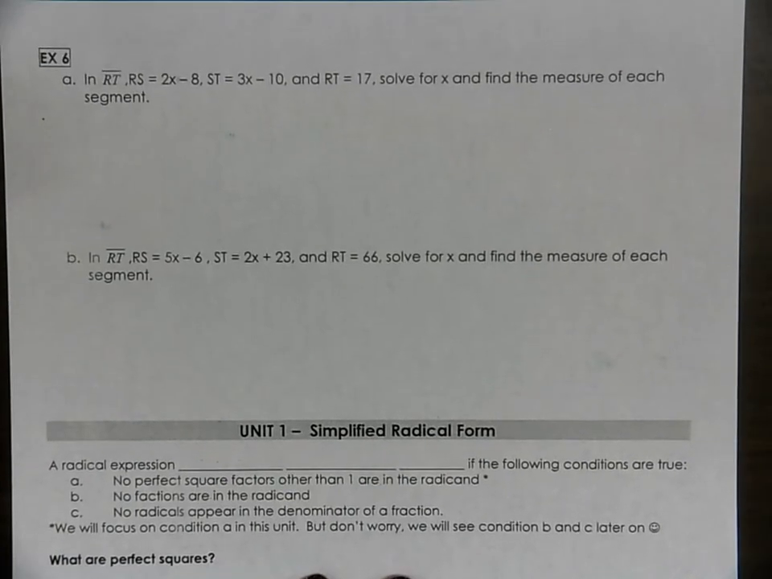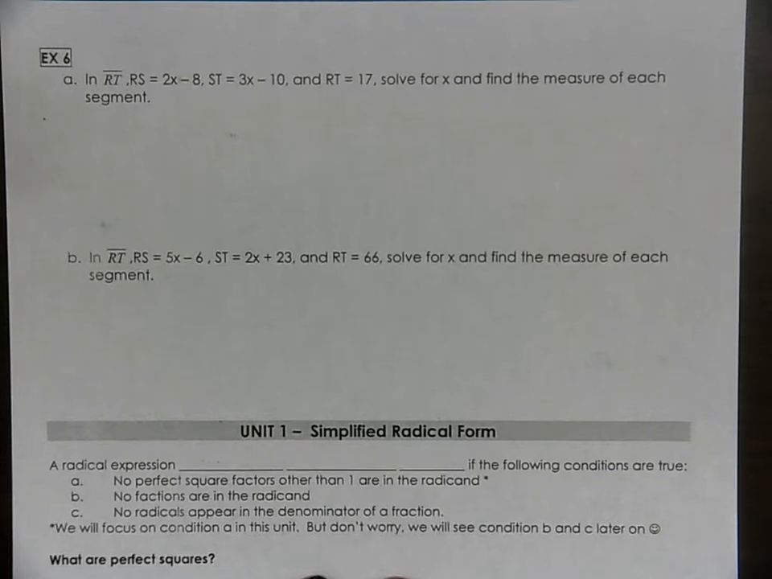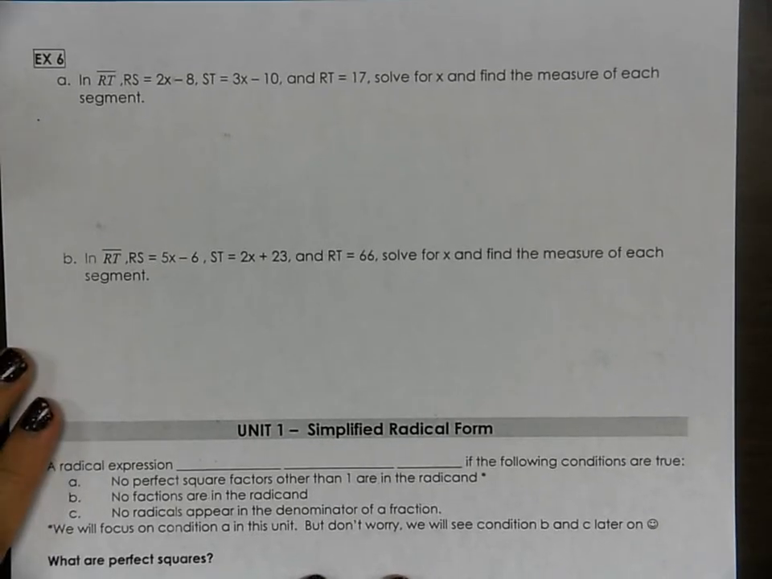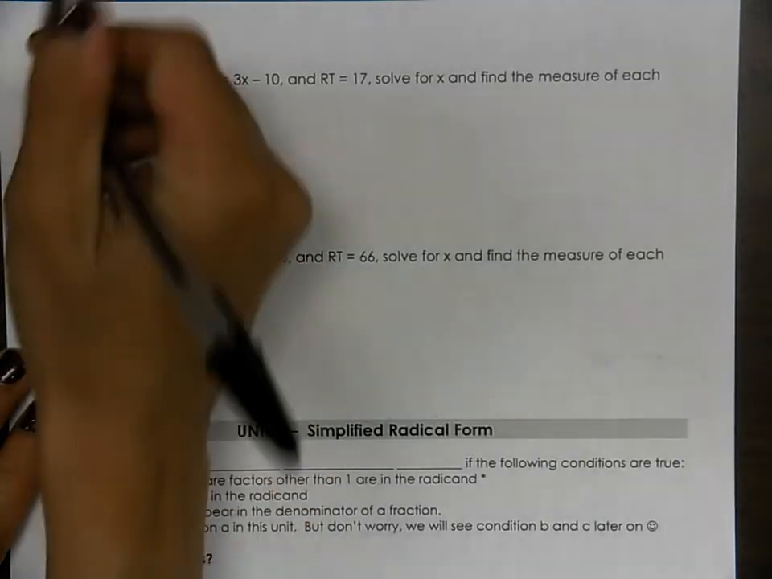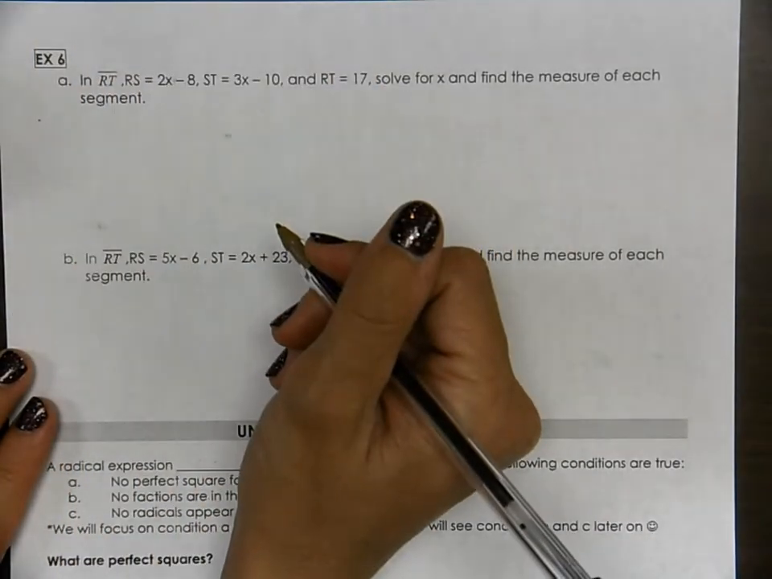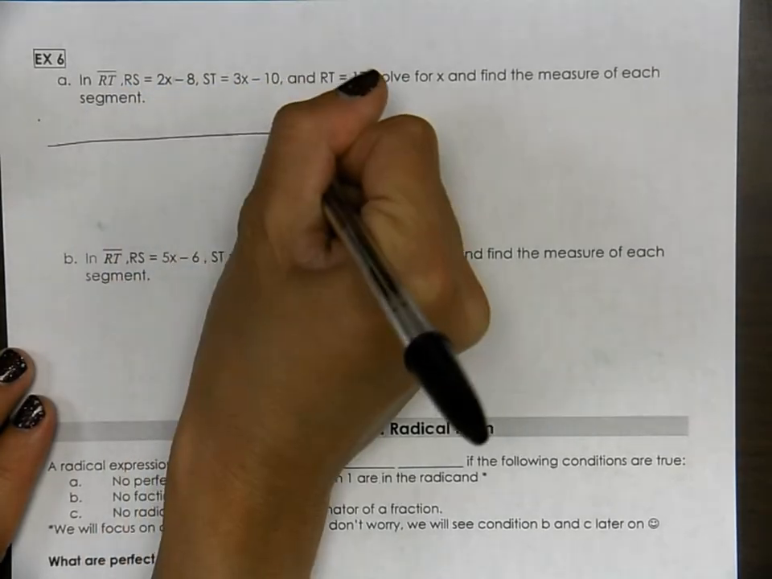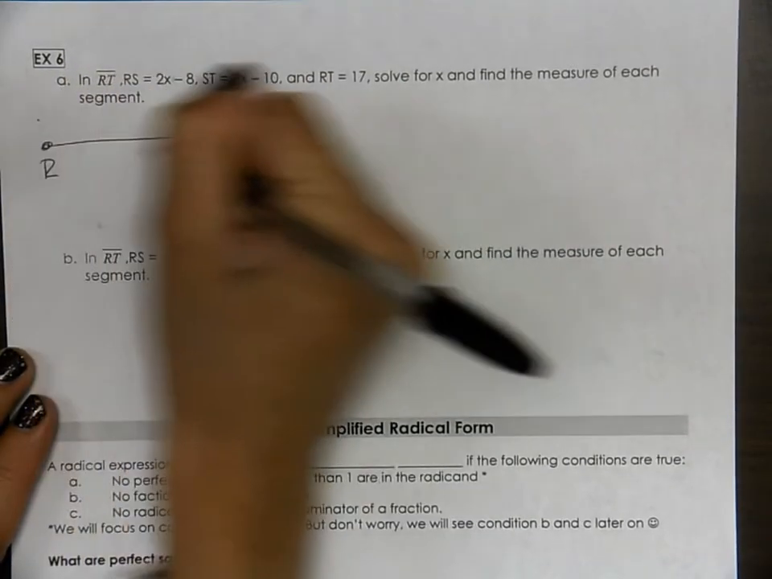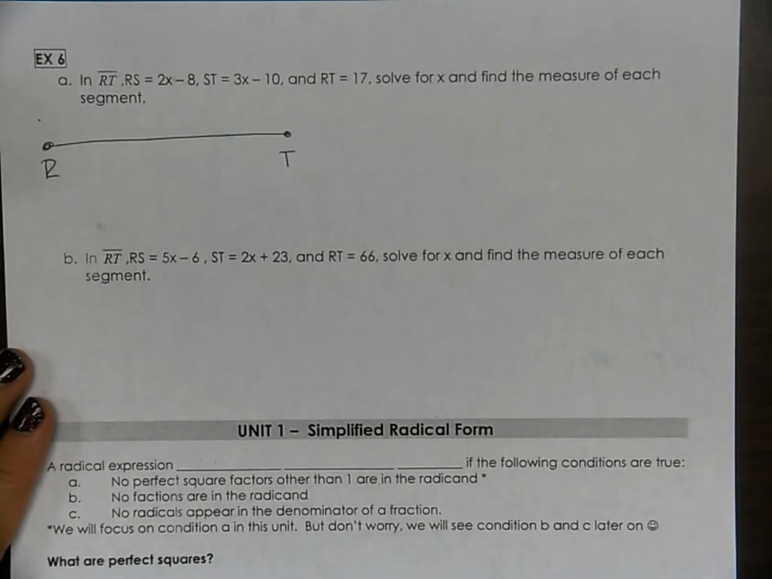All right. Last example here, we're going to still do things with segments, but we're seeing variables now instead of just numbers. So a little bit trickier, but still the same concepts. I always recommend drawing a picture when one is not provided for you. So I'm going to draw as I read. In segment RT, RS equals 2x minus 8, ST equals 3x minus 10, and RT equals 17.